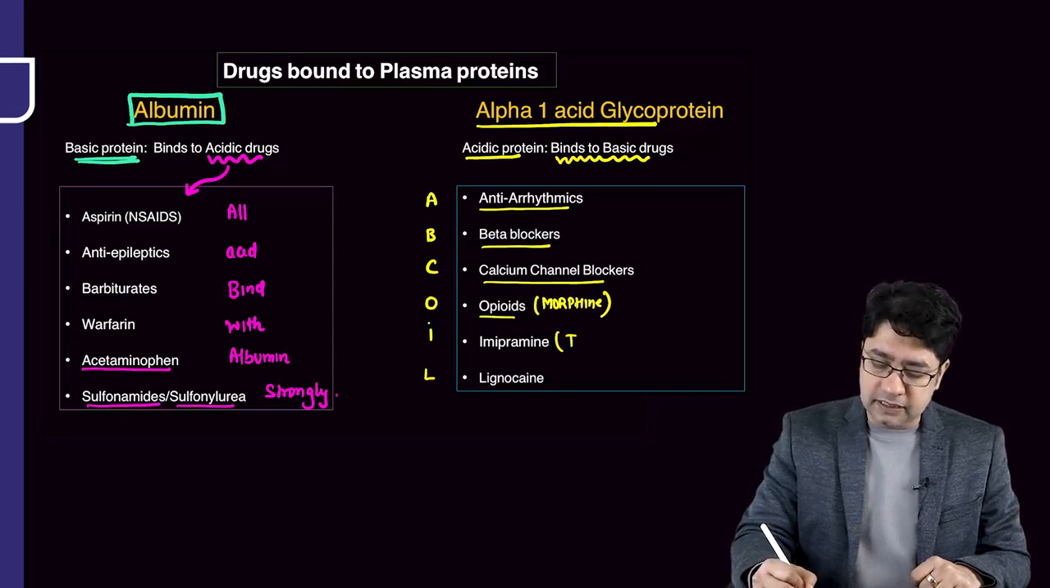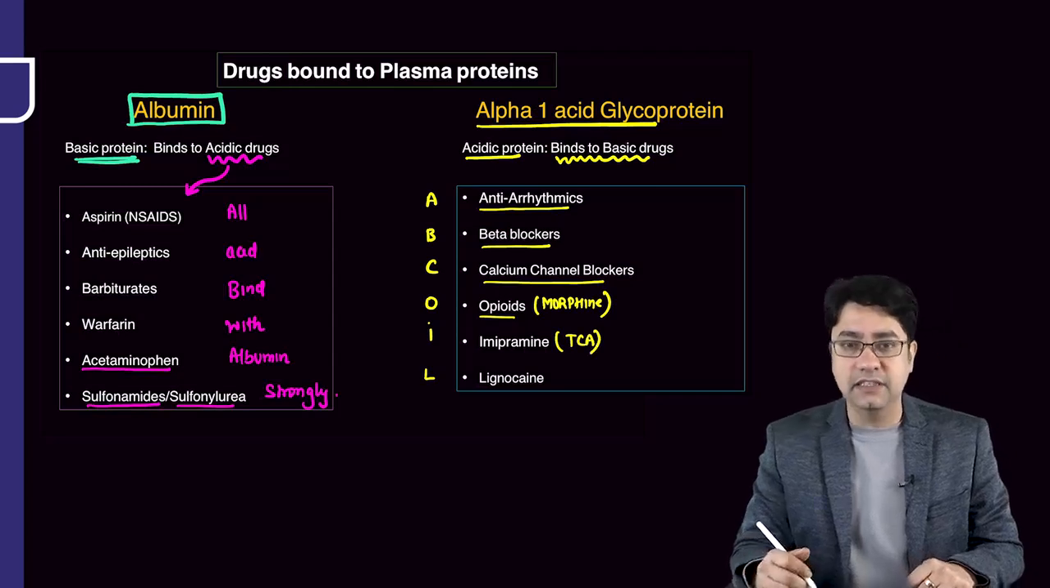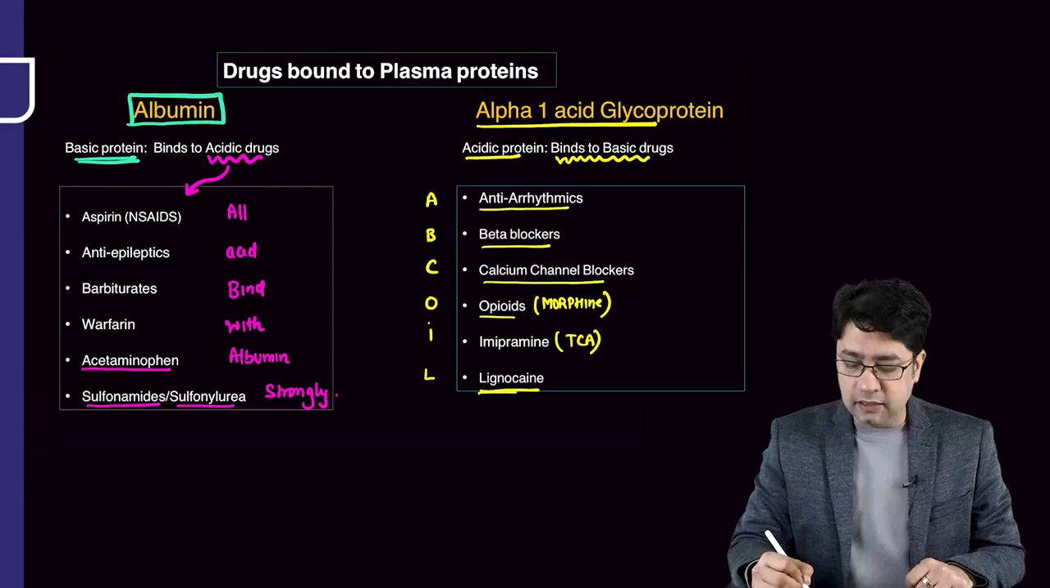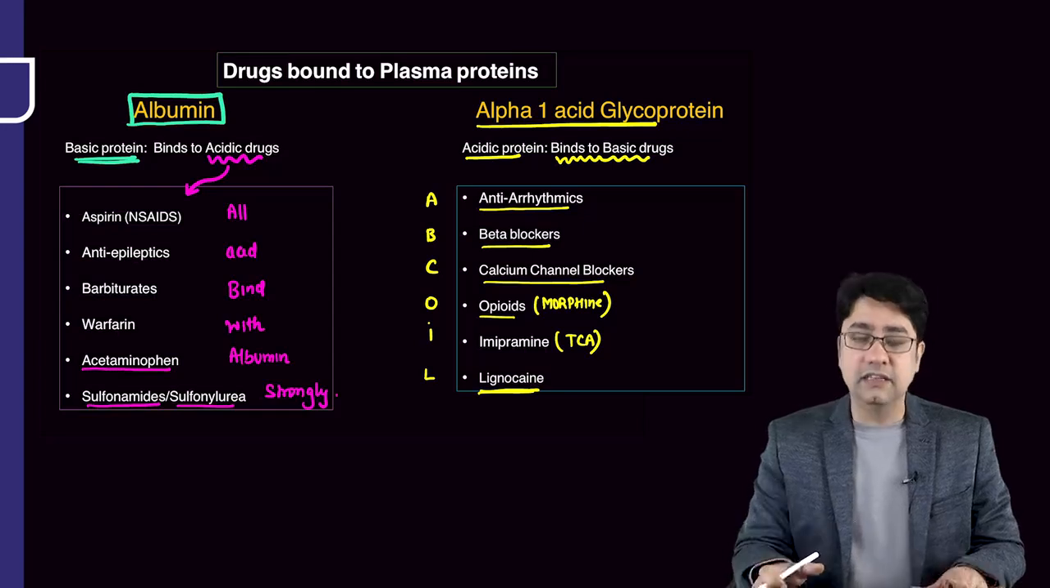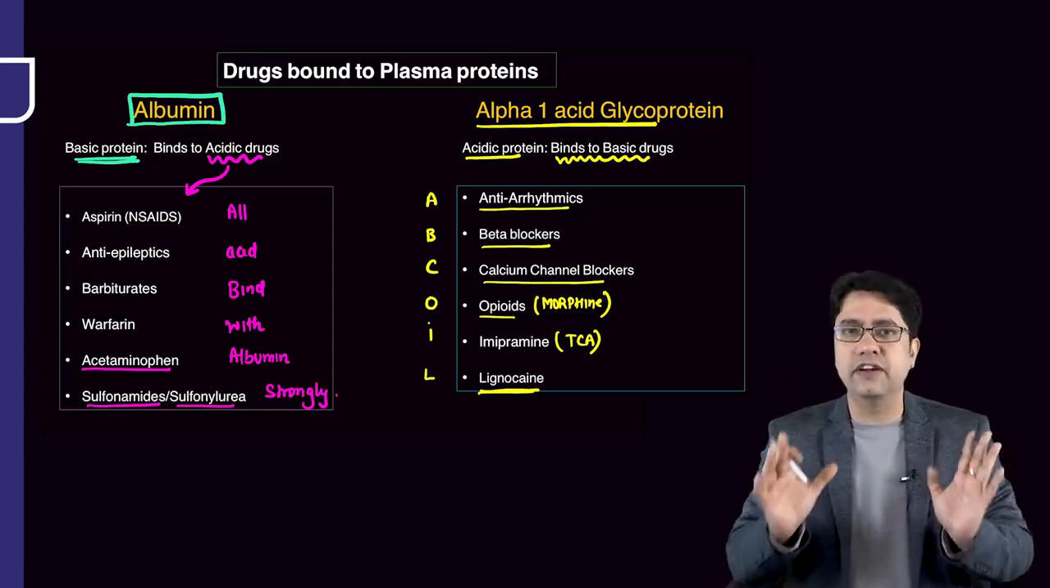Imipramine, just remember it is a TCA, tricyclic antidepressant. And lignocaine, local anesthetic and given for arrhythmia. So these are the drugs, just write for your reference.